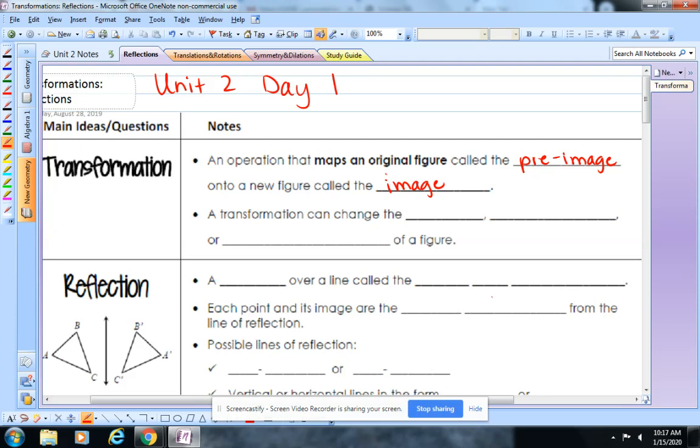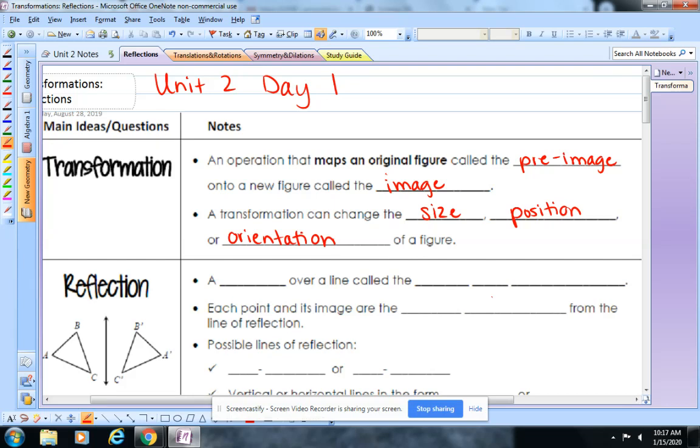All right. A transformation can change three things. It can change the size of an object. It can change the position. Or it can change the orientation. So if it changes the size, that means it makes it bigger or smaller. If it changes the position, that means it just slides it over from one place to another. And orientation is kind of like the way it's pointing or facing. Okay? Changes its direction.